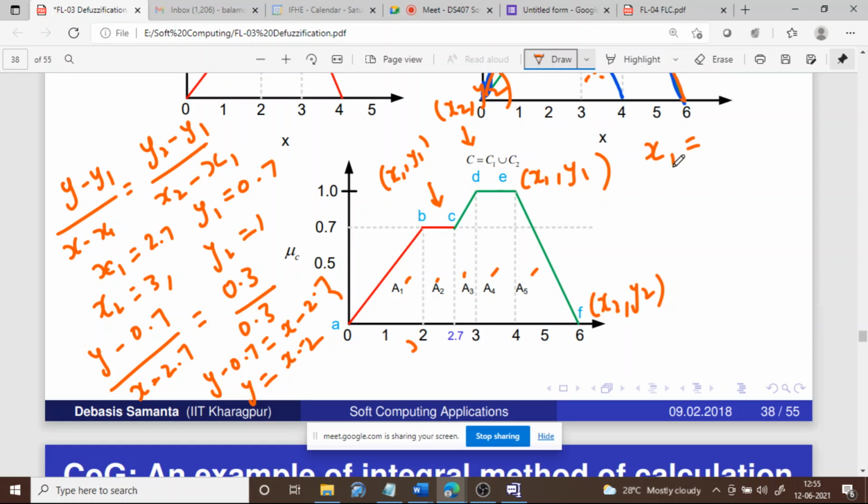What's the value of x1? X1 is 4. What's y1? Y1 is 1. What is x2? X2 is 6. What is y2? Y2 is 0. Now plug into this equation. If you plug into this equation, again what will you get?